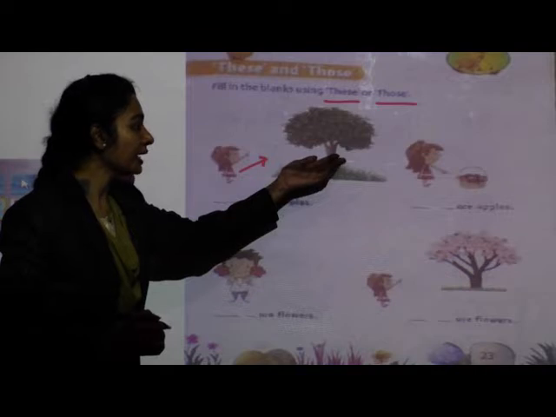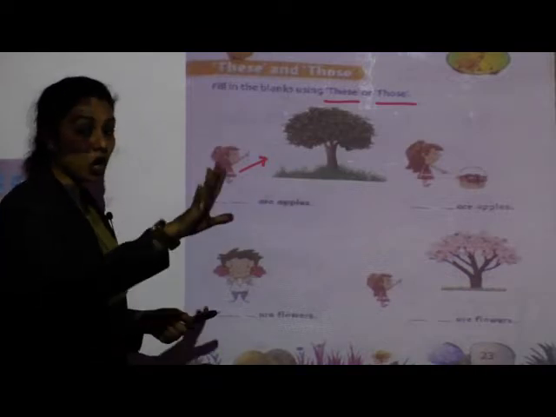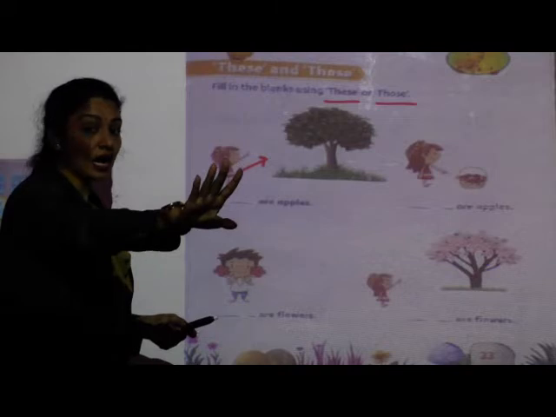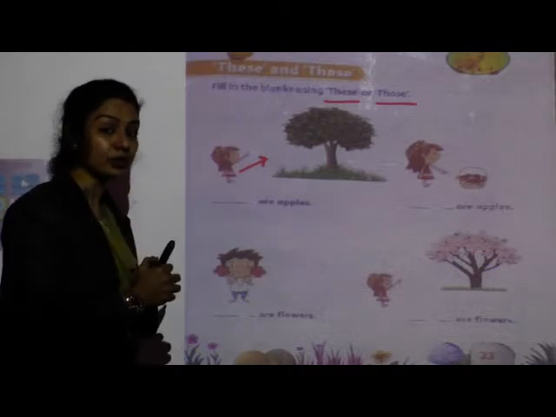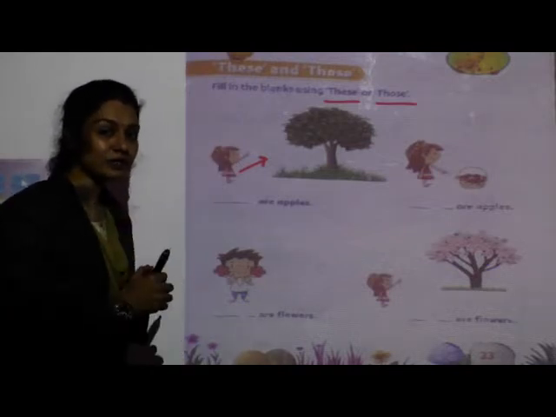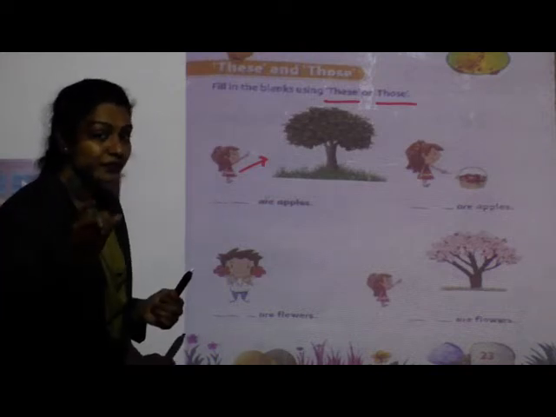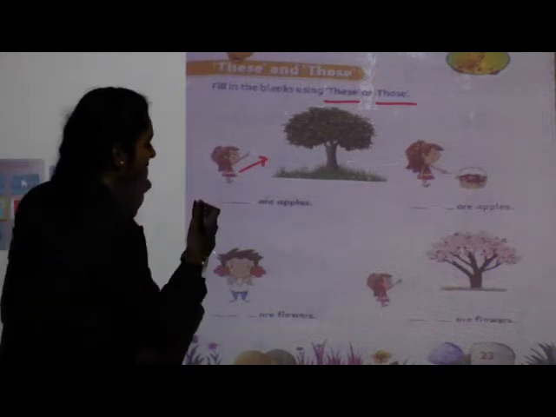Okay, the tree which is far from her. So for people or things far from us, which word should we use? चीजें हमसे बहुत दूर है, तब हमें कौन सा word use करना है? These word use करना है या those? Those. Very nice. Right here.